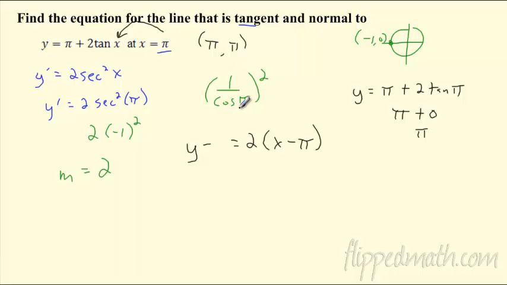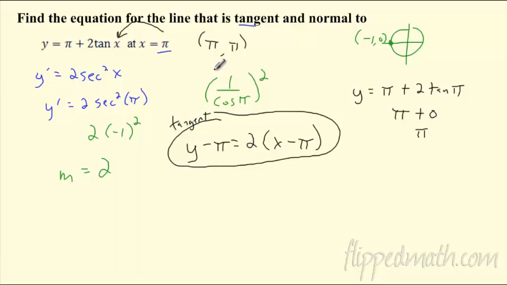So if you put pi in, you get pi out in this case. So this will be y minus pi equals 2 times x minus pi. So that's my tangent line right there. So that's tangent. Remember, normal lines, you just flip the slope.